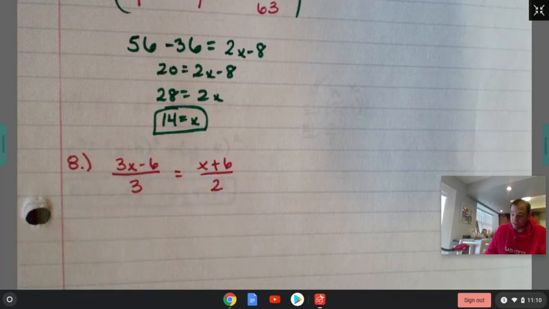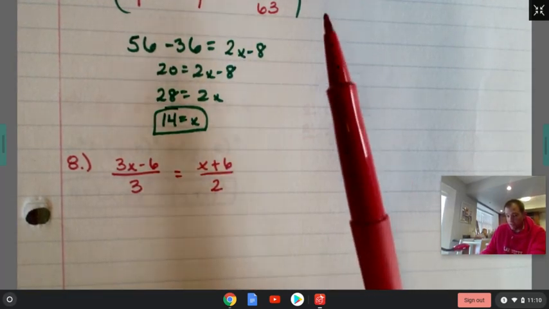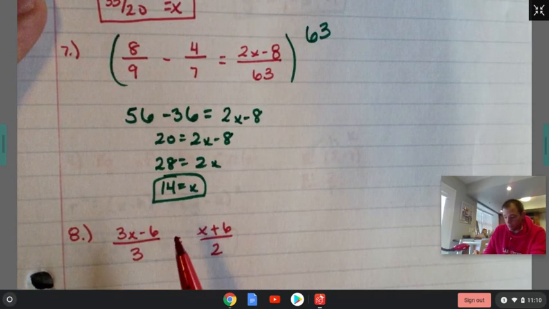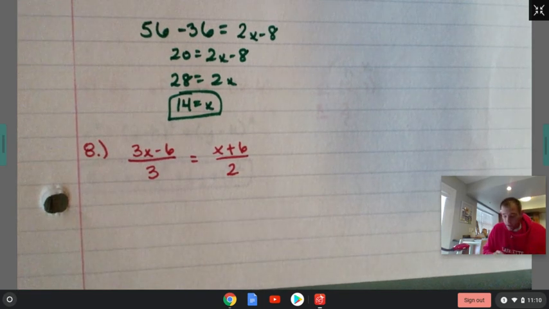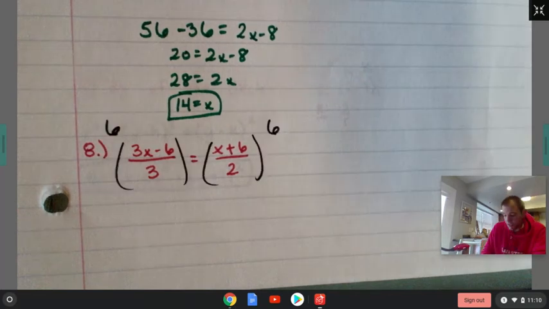So we're going to do the same thing that we did up here. I need to get rid of these fractions, the same thing we did right here with the 63. In this problem, the least common multiple of 3 and 2 is 6. So I'm going to multiply each parenthesis times 6. 6 divided by 3 is 2, and 2 times 3x minus 6 is what I'm left with.